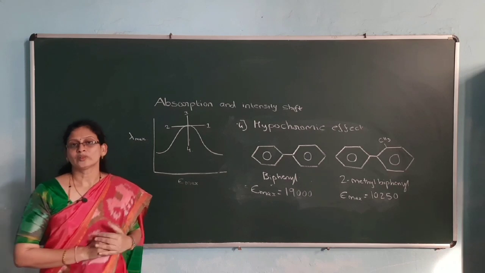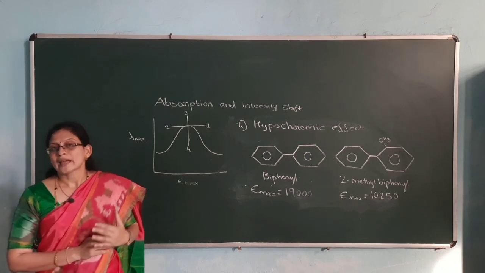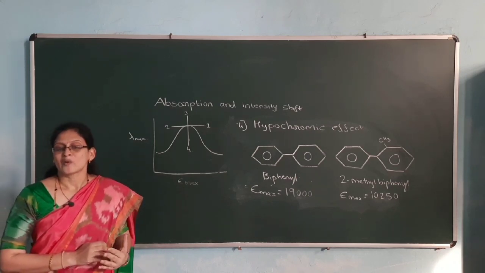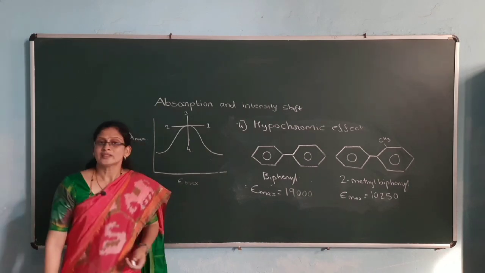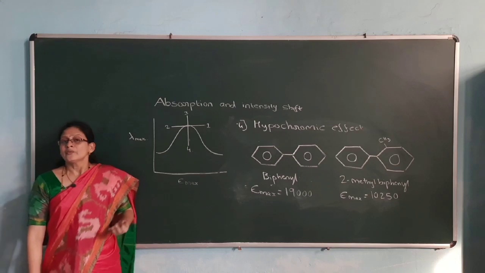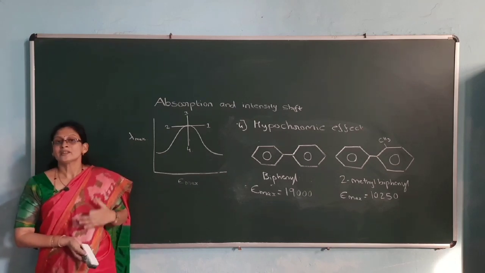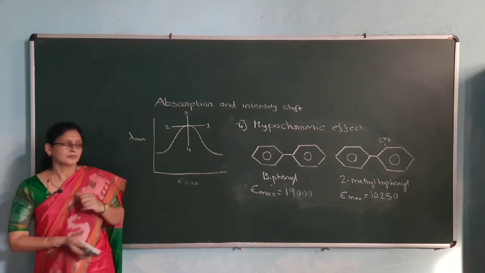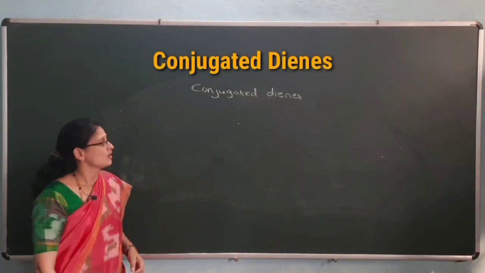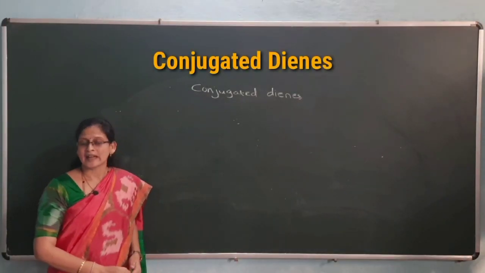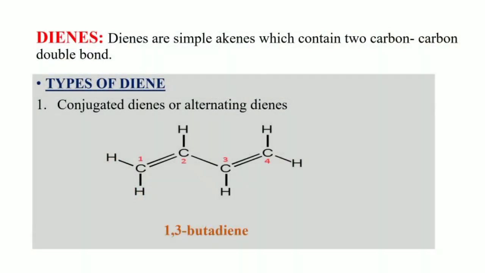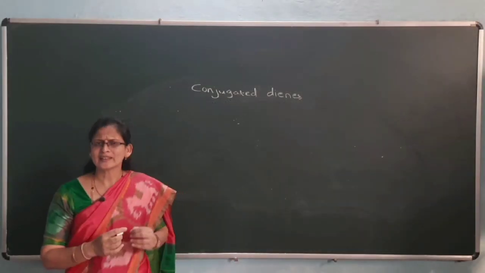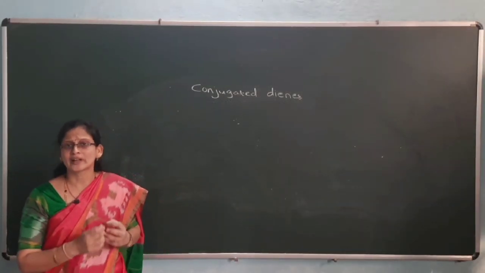Now we will move to the Woodward-Fieser rule for calculating the lambda max of conjugated dienes. Before we start with the Woodward-Fieser rule, we must understand what conjugated dienes are. Organic compounds which have conjugated carbon-carbon double bonds are called conjugated dienes. We will take the simple example 1,3-butadiene.